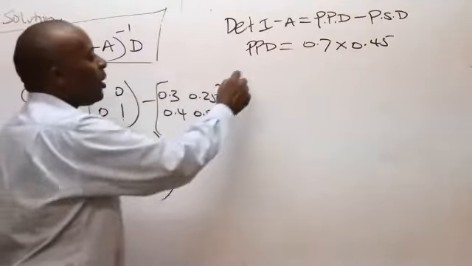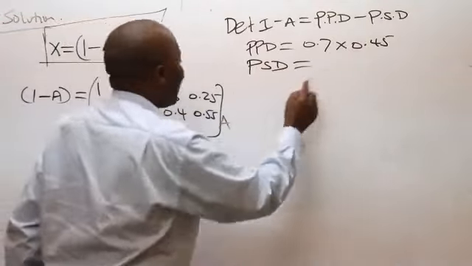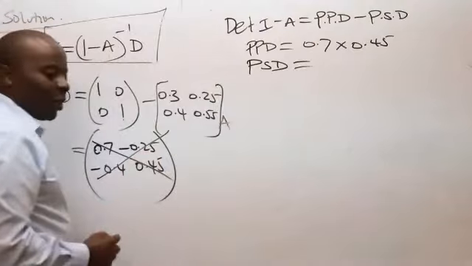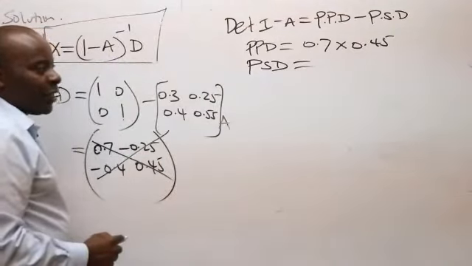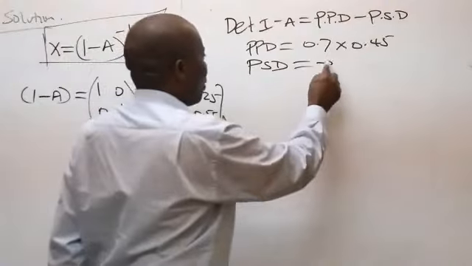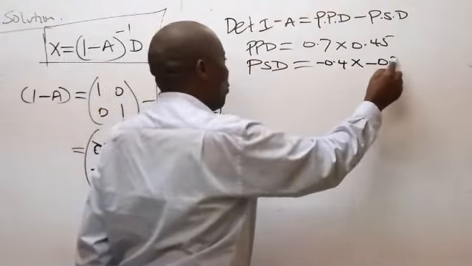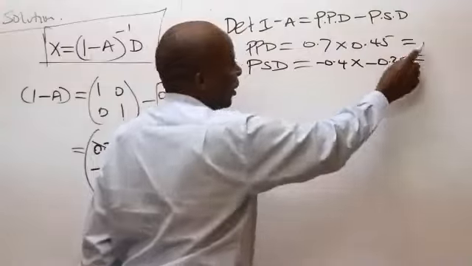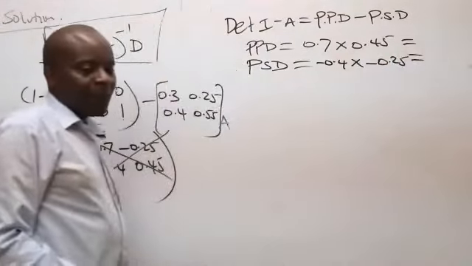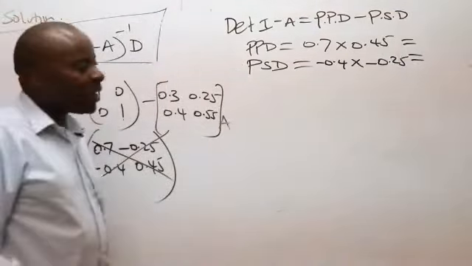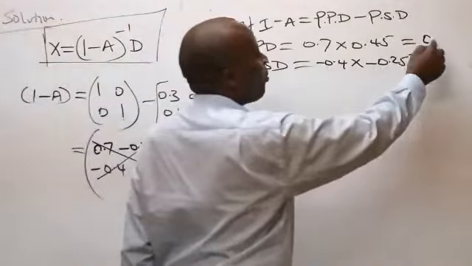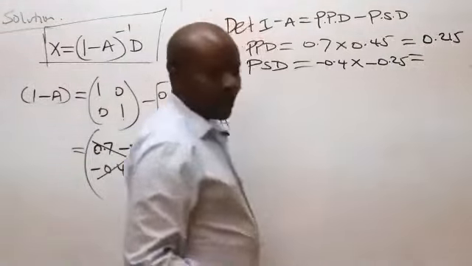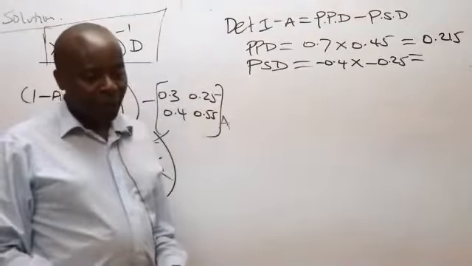And then we have the product of the secondary, the other one, which is lagging. So this will be minus 0.4 times minus 0.25. Could you kindly give me the product of the primary diagonal up there? Somebody is telling me it is 0.215. Somebody else is telling 0.315.